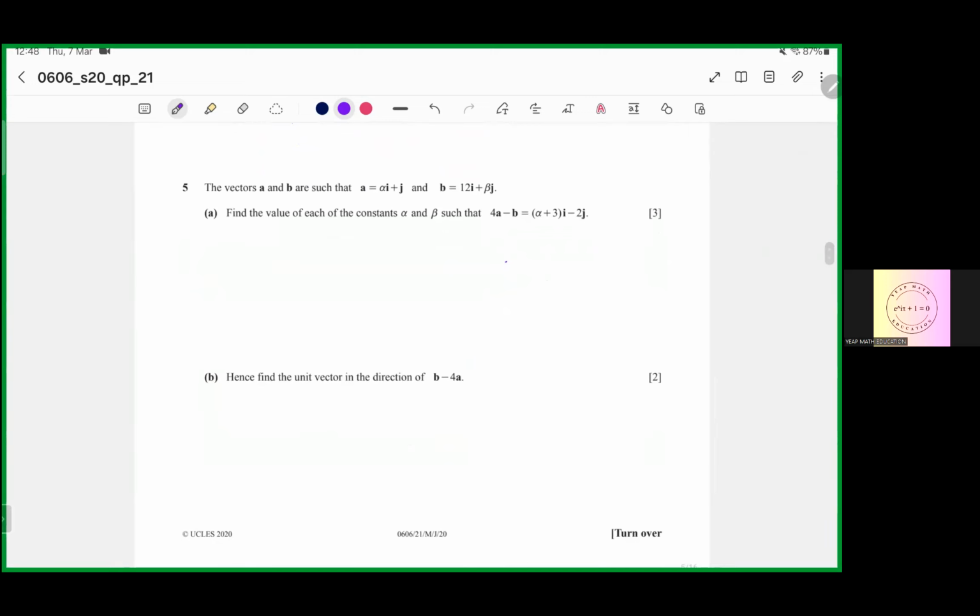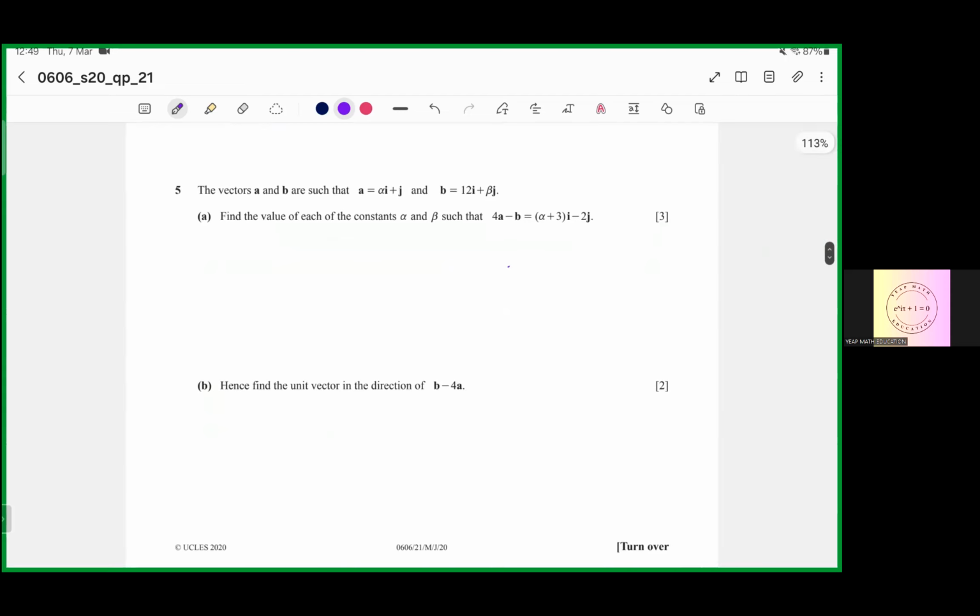Okay, now we look at question 5. Question 5 says the vectors A and B are such that A equals alpha i plus j and B equals 12i plus beta j. Question A asks: find the value of each of the constants alpha and beta such that 4A minus B equals (alpha plus 3)i minus 2j.